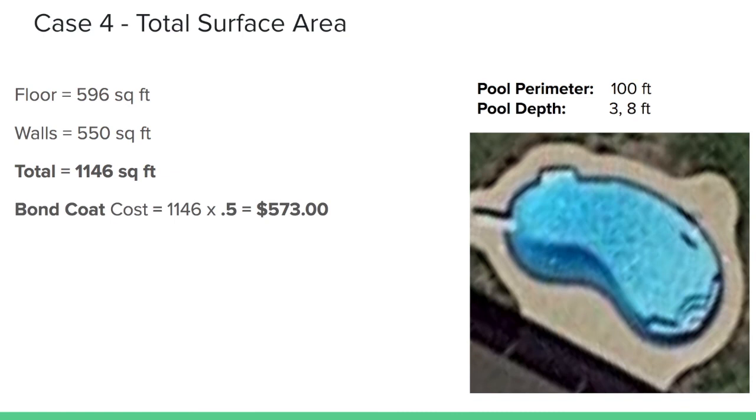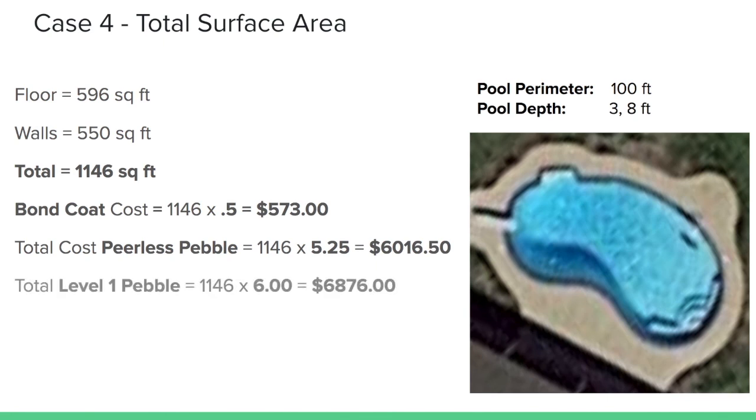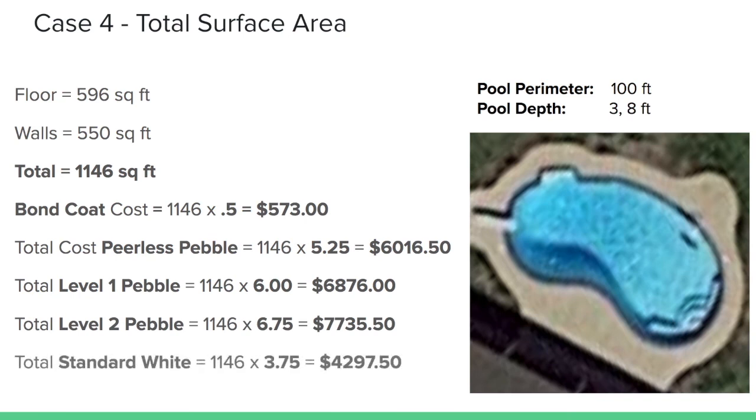Remodel, so there's a bond coat cost, 573. Peerless would be 6,000. Level 1 would be 6,800. Level 2 would be 7,700. And standard white would be 4,300. You add the bond coat and the plaster cost for the total cost of the invoice.